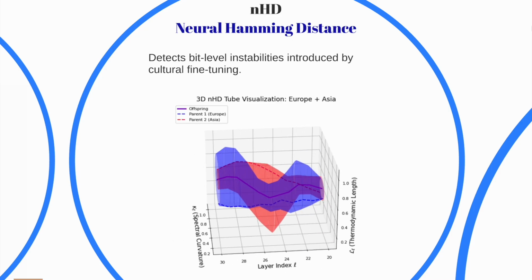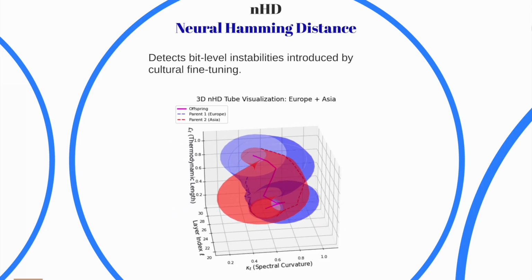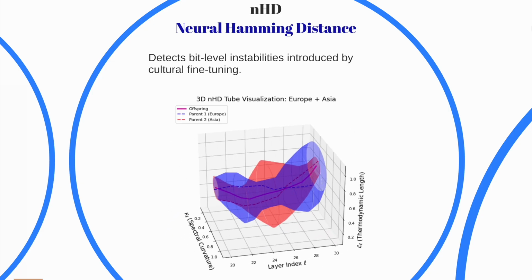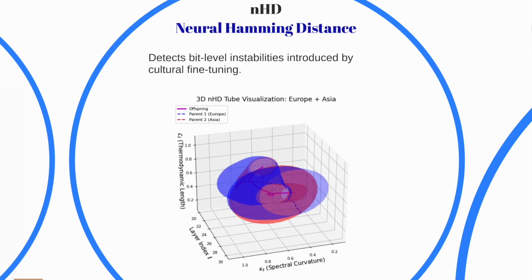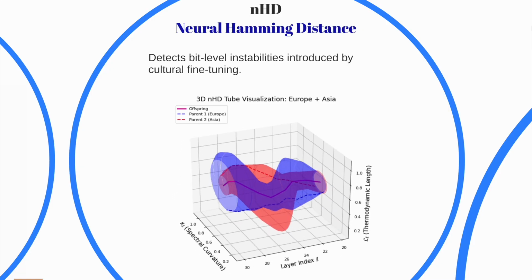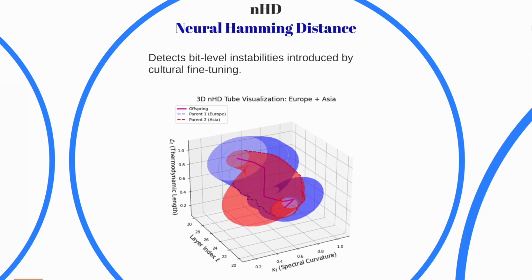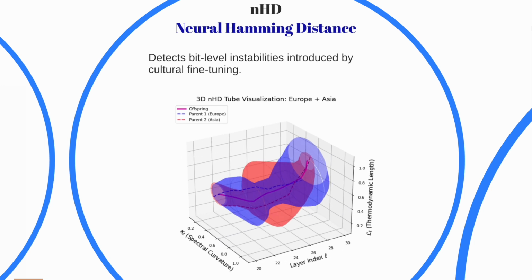Why it matters? Bulges in NHD mark actionable layers. Regularize there, soften the blend schedule, or freeze weights to prevent off-distribution wobble. If thick tubes persist near the top, expect brittle reasoning even when benchmark accuracy looks fine.